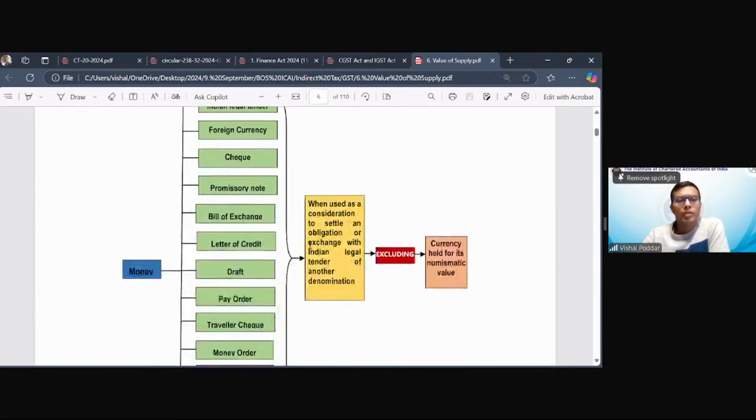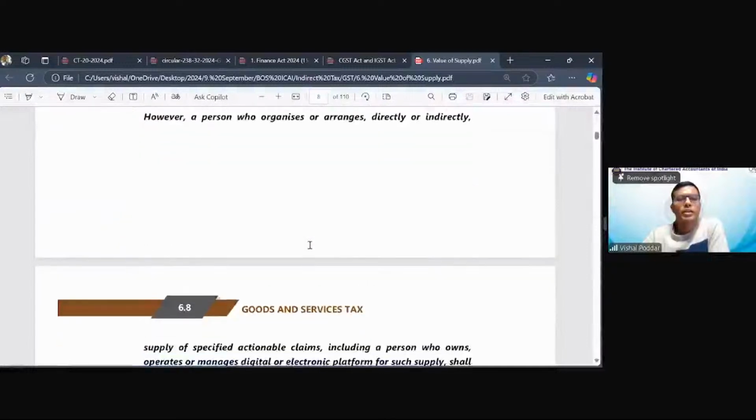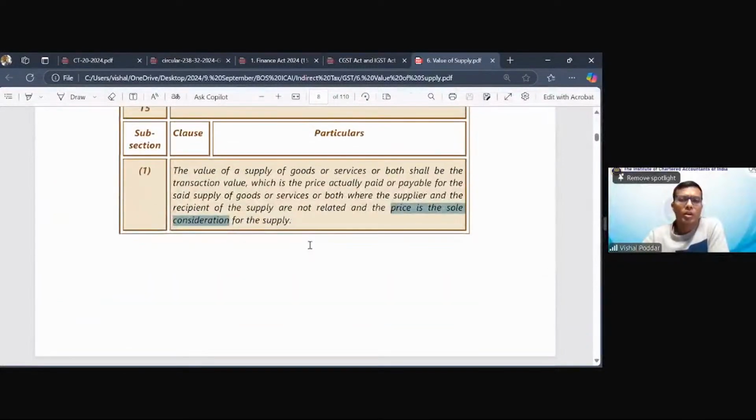Now, after you have checked that you are satisfying these conditions or not, you decide, or rather you confirm, that yes, subsection 1 is applicable. Now, two express conditions you are checking: first, whether the supplier and recipient are related parties; two, the price that you are stating is the full and final price, there is no additional consideration flowing.